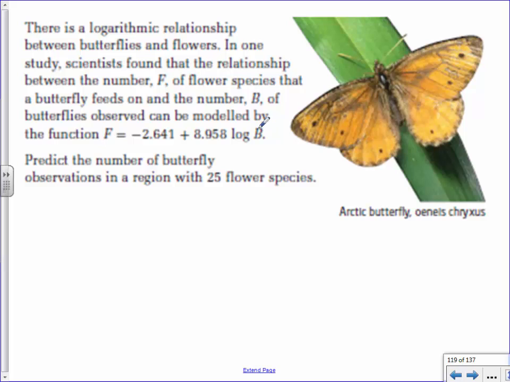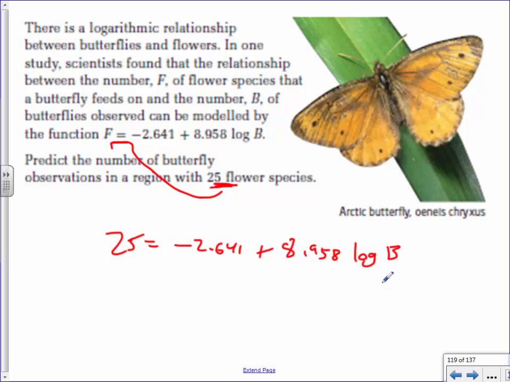Let me read that again here. In a study, scientists found the relationship between the number F of flower species. Oh, okay. So F is how many different types of flowers a butterfly can feed on, is based on how many butterflies there are, I guess. I don't know. I'm not a butterfly person. I can understand, though, that the 25 flower species is that number right there. Does that make sense? So 25 equals negative 2.641 plus 8.958, and we now need to log B, B being the number of butterflies, I guess?